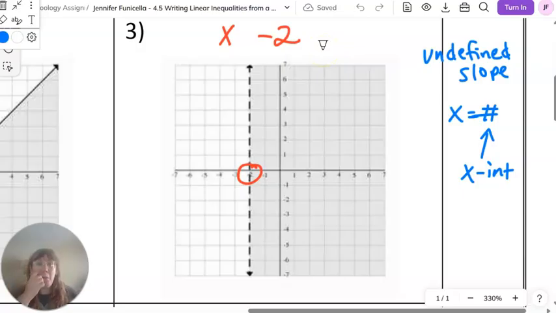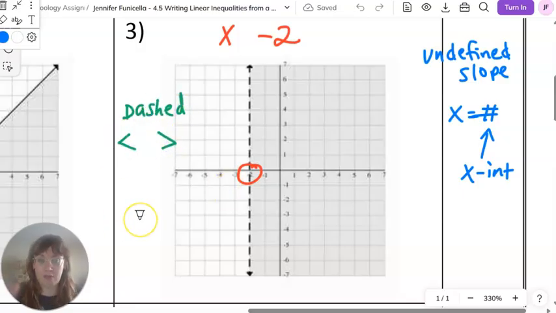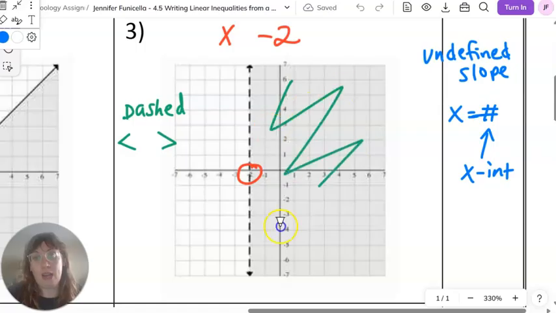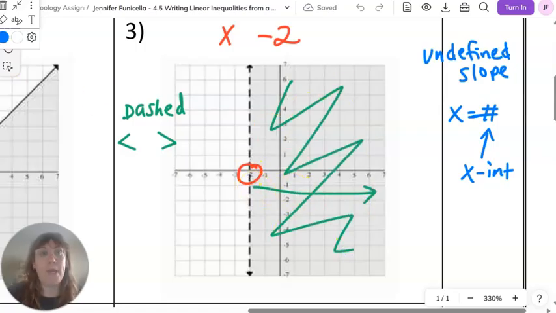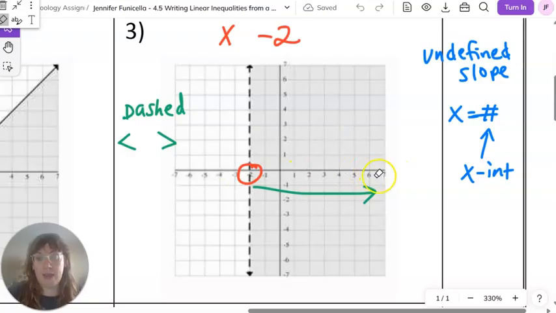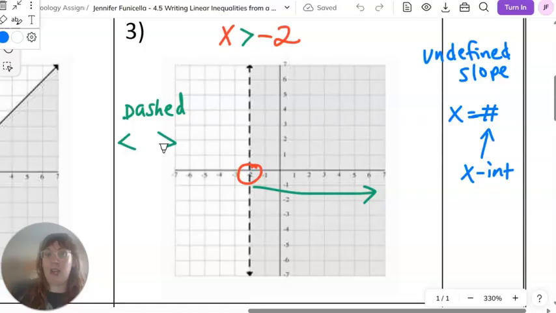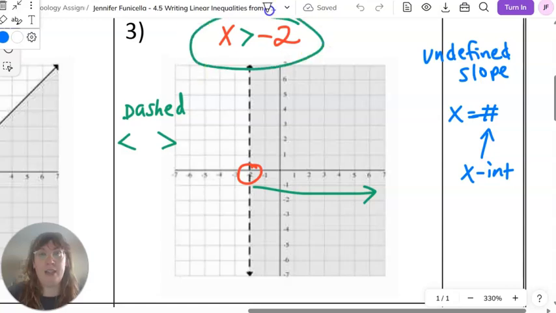Now we have to figure out what symbol we're using. Because it's dashed, it's either going to be less than or greater than. We are shading to the right where those x values are getting bigger. So all of these x values are getting bigger, -1, 0, 1, 2, 3, 4. It's increasing. So we're looking for x values that are greater than -2 because it is going to the right where those x values are increasing. Beautiful. So that's our final answer. X is greater than -2.